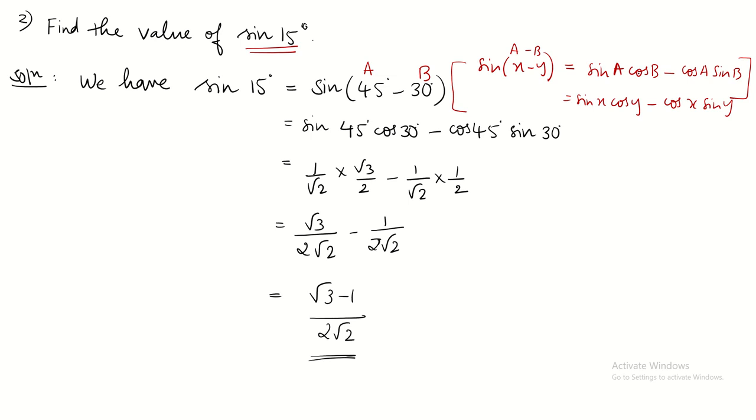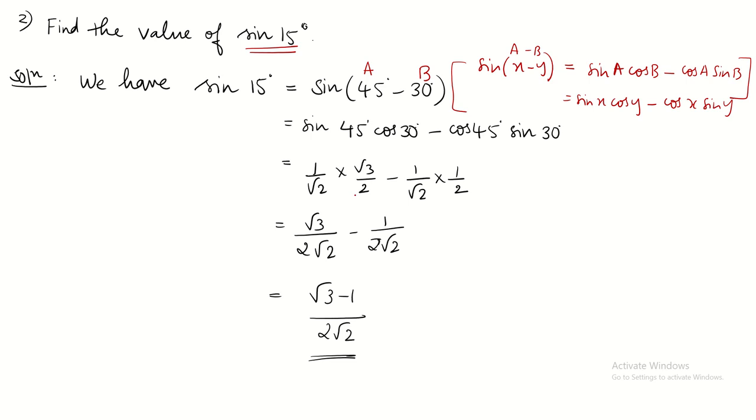So what is it? Sine a cos b. Sine a, what is a? 45. Cos b, b is your 30. Sine 45 cos 30 minus cos a. In the place of a you are having 45. So cos a sine b. What is the b value here? 30 degree. So you have sine 45 cos 30 minus cos 45 sine 30 degree.